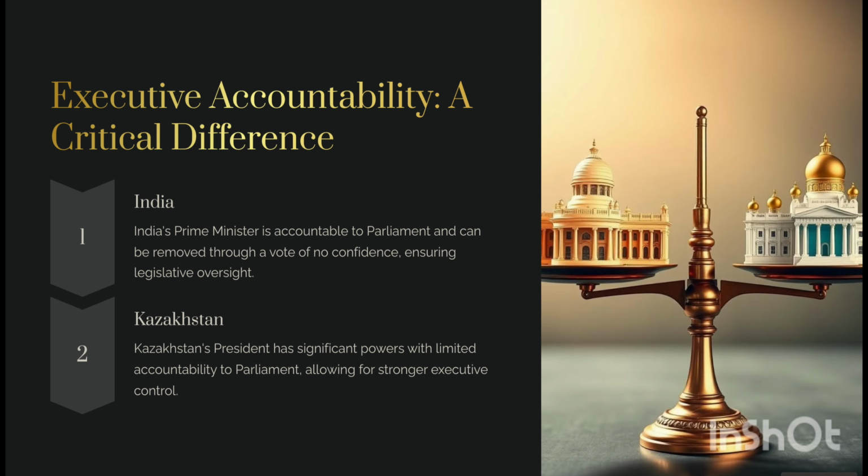Executive accountability, a critical difference. India. India's Prime Minister is accountable to Parliament and can be removed through a vote of no confidence, ensuring legislative oversight. Kazakhstan. Kazakhstan's president has significant powers with limited accountability to parliament, allowing for stronger executive control.